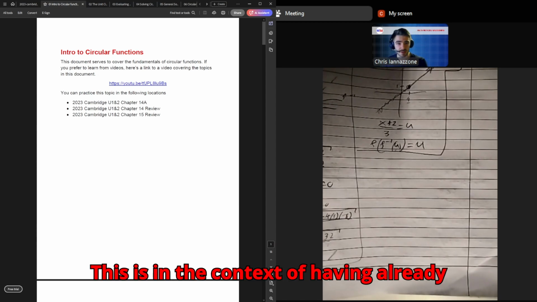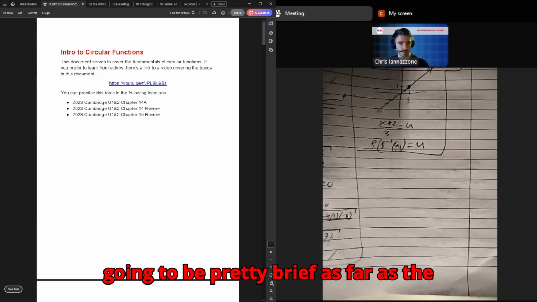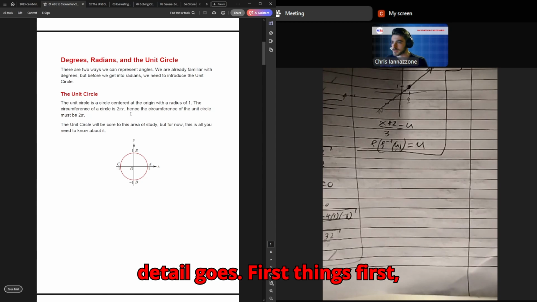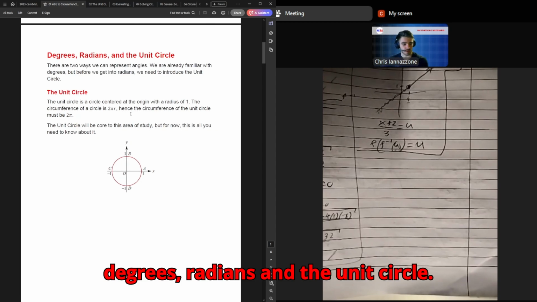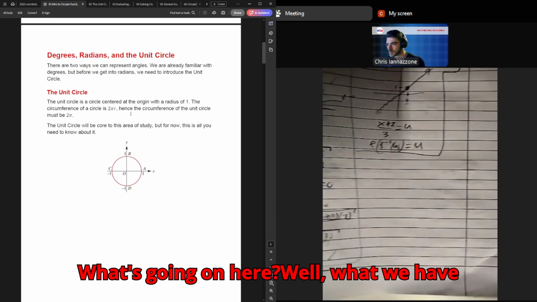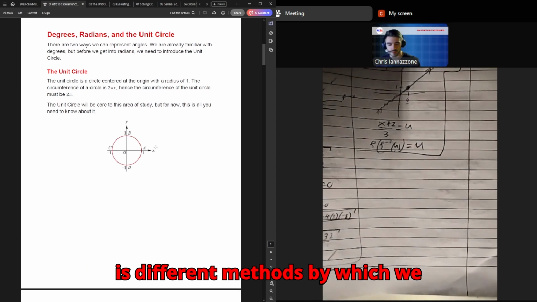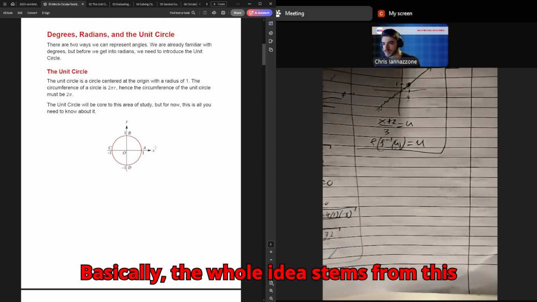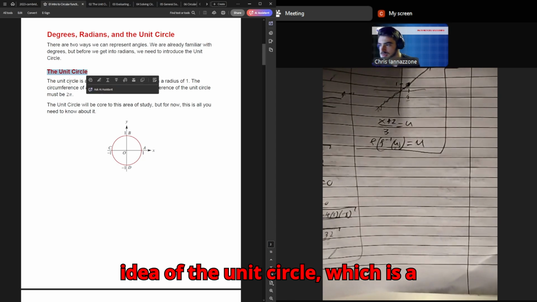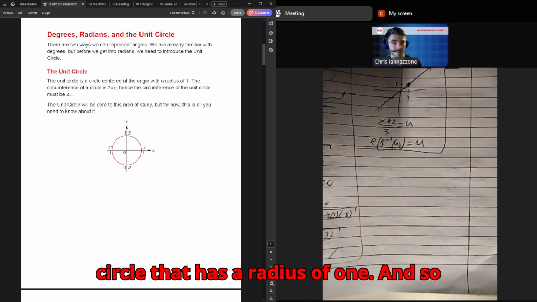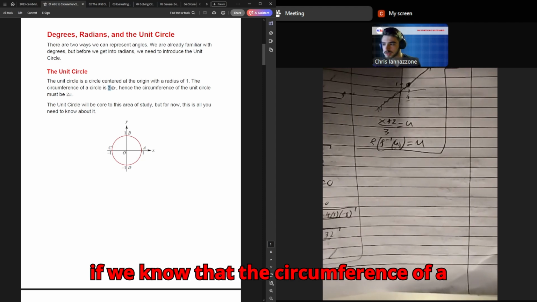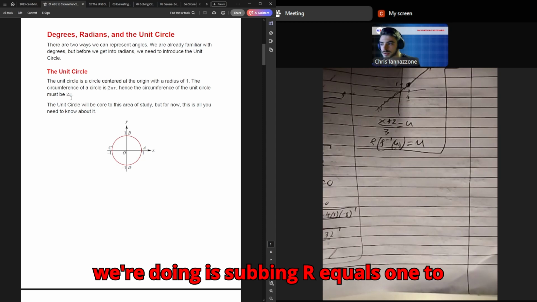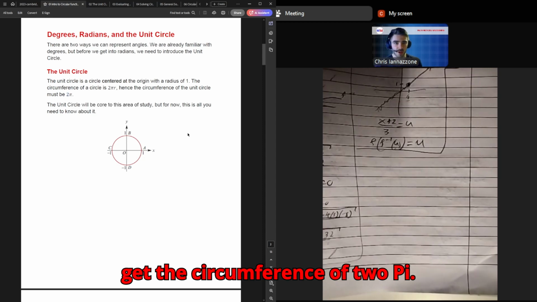This is in the context of having already studied circular functions, so we're going to be pretty brief as far as the detail goes. First things first, degrees, radians, and the unit circle. What's going on here? Well, what we have is different methods by which we can represent the angles within a circle, basically. The whole idea stems from the unit circle, which is a circle that has a radius of 1. And so if we know that the circumference of a circle is 2 pi r, then all we're doing is subbing r equals 1 to get the circumference of 2 pi.